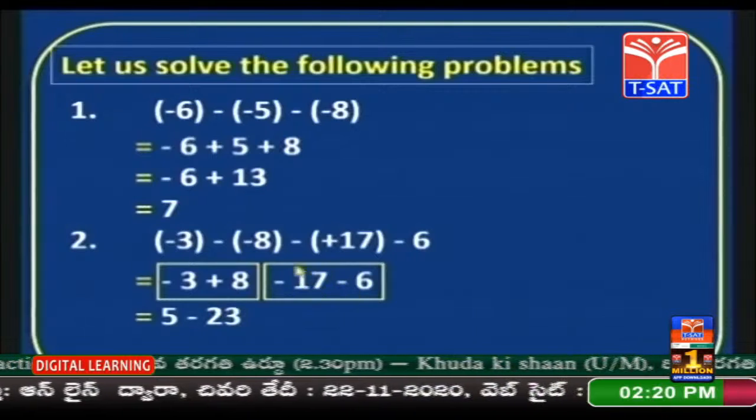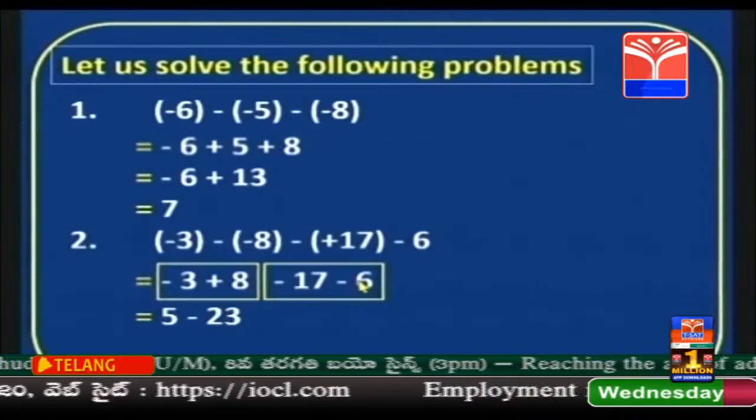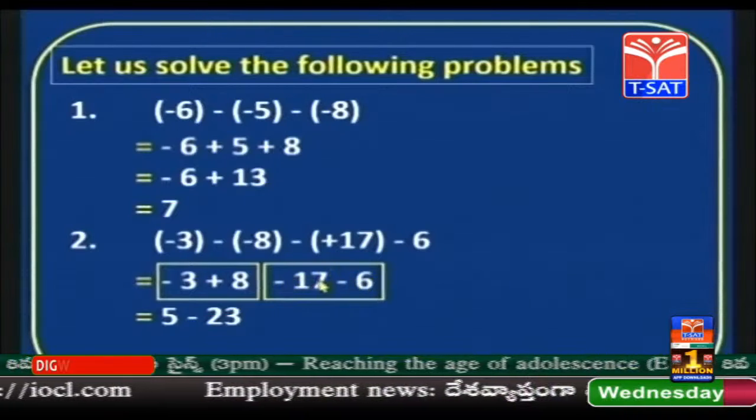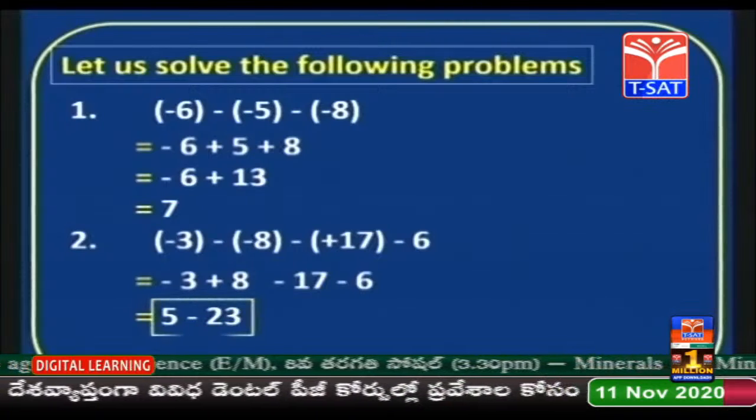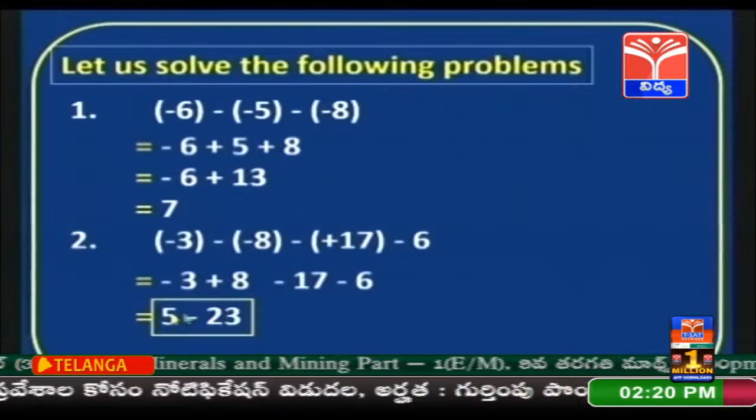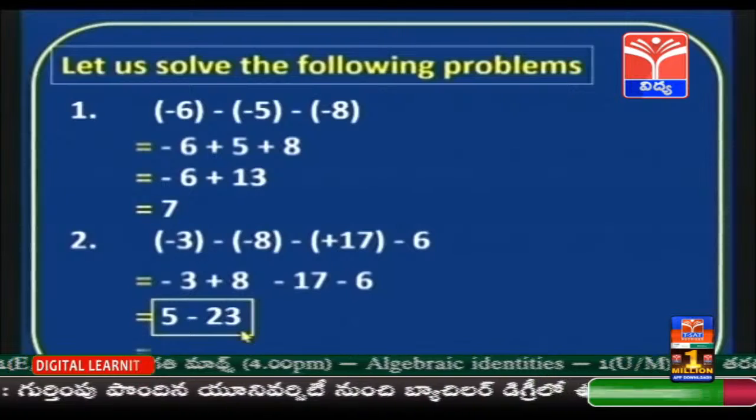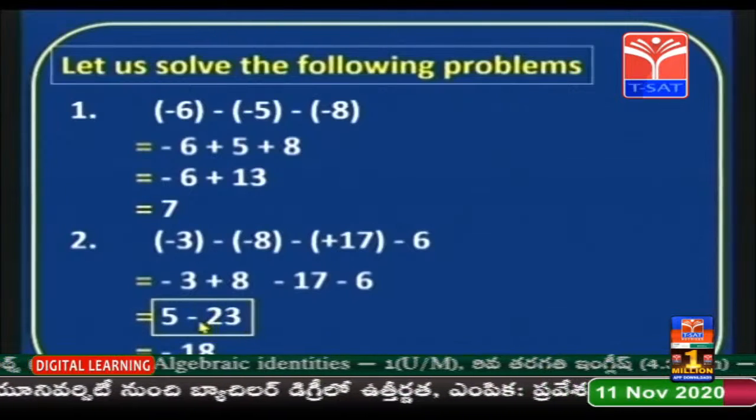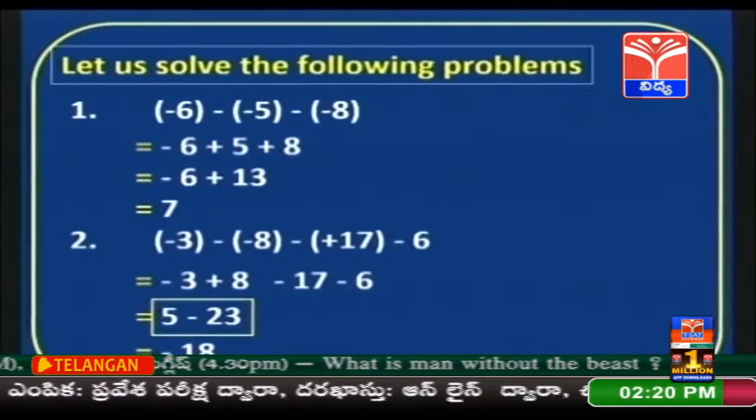Here two integers are having same sign. So we have to add them. What is 17 plus 6? 23. So as they have negative sign, we have to take minus 23. Now again I am making a group here. Try to understand. These both are having different sign. When they have different sign, what you have to do? You have to subtract. What is 23 minus 5? 18. But here we have negative sign for the greater number. So answer is minus 18.